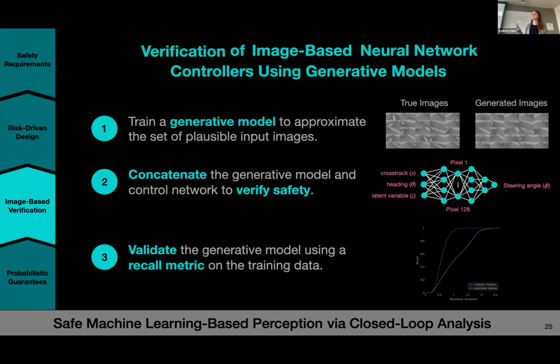To summarize, we showed how we can extend state-based neural network verification techniques to verify the closed-loop behavior of image-based neural network controllers. To do this, we trained a generative model to approximate the set of plausible input images. We concatenated it with our control network to verify safety. In doing this, we obtained a network that looked a lot like the state-based neural network controllers we were using before, and we used that to verify safety. Then, in order to assess the strength of our guarantees, we came up with the recall metric to validate how well our generative model is doing at capturing the set of plausible inputs.